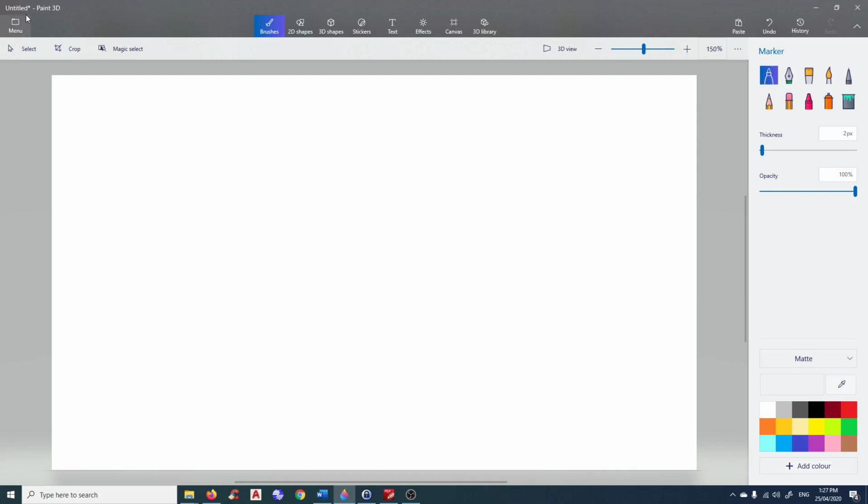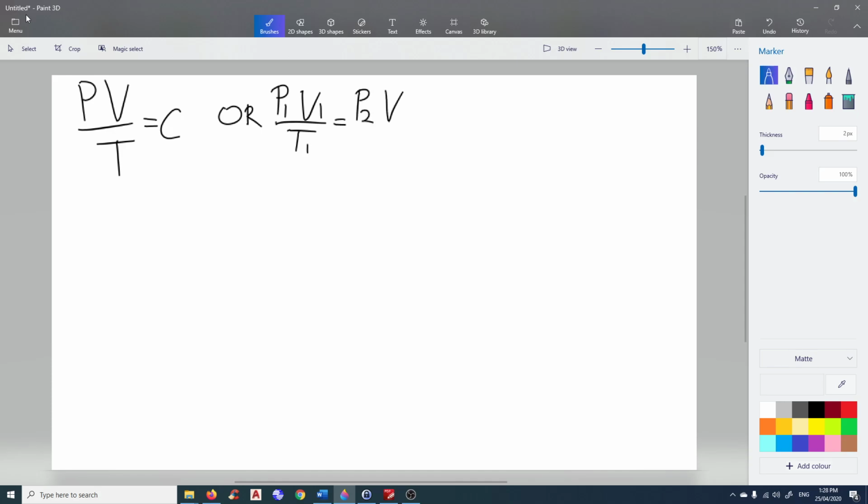So, the gas law. What we have here is what we call the general gas equation, defined as PV over T equal to constant, or you can say P1 V1 over T1 equals P2 V2 over T2. This is what we call the general gas equation. So pay attention here.